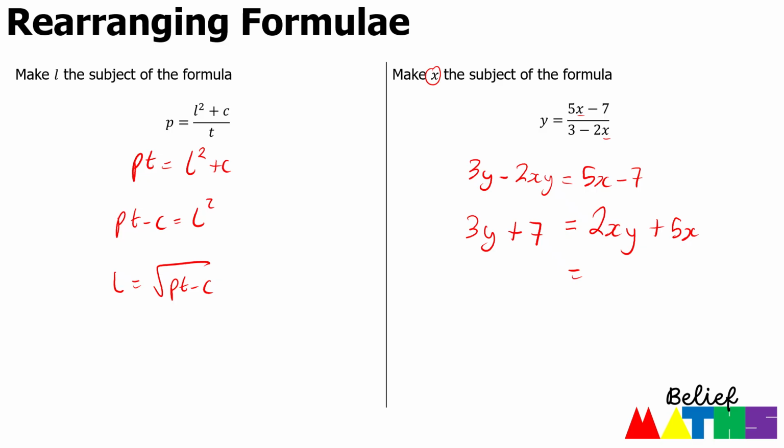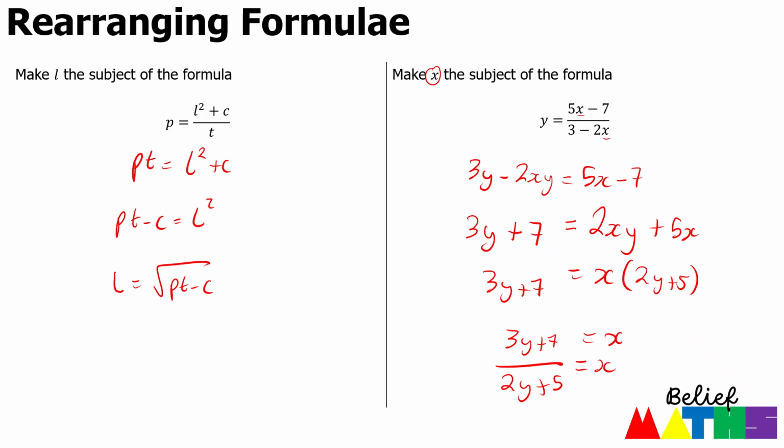Then, because we've now got our two x terms together, we can just factorize out our x. So x bracket 2y plus 5 and 3y plus 7. And then to get x on its own, we do 3y plus 7 divided by that bracket, which was 2y plus 5. And that's our final answer. So that is equal to x. So let's line that up a little bit better.